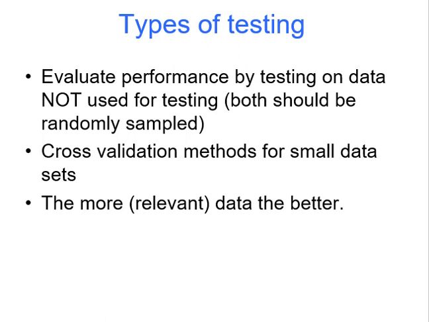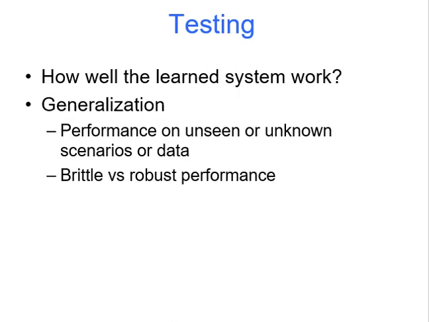Usually testing means analyzing a system whether it is correct or wrong. In this we are going to evaluate the performance by testing on data. It should be randomly sampled, and then cross validation methods are used for small data set. Usually, testing means analyzing a system whether it will work in a perfect manner or not, and then testing will work only based on a particular system.